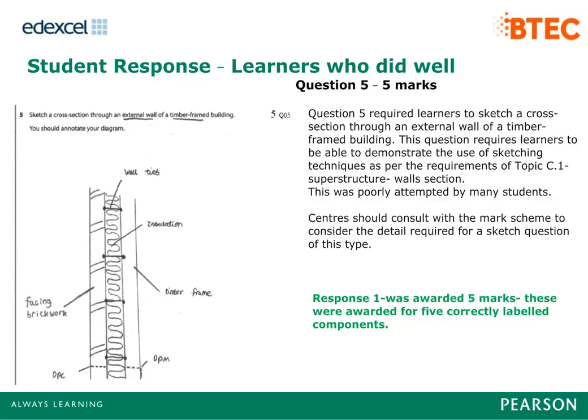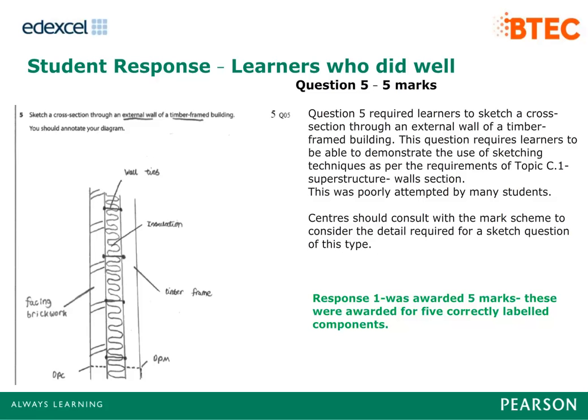Question 5 required learners to sketch a cross-section through an external wall of a timber-framed building. This question requires learners to be able to demonstrate the use of sketching techniques, as per the requirements of Topic C1 Superstructure Walls section. This was poorly attempted by many students. Many either did not attempt a response or focused incorrectly on a traditional cavity masonry wall.